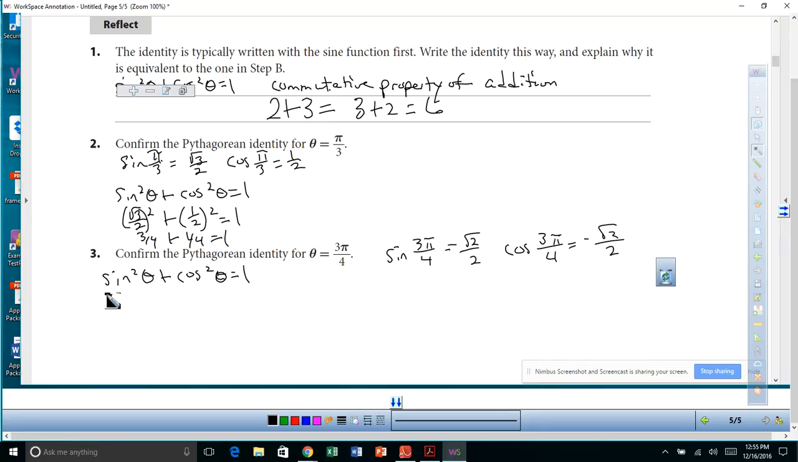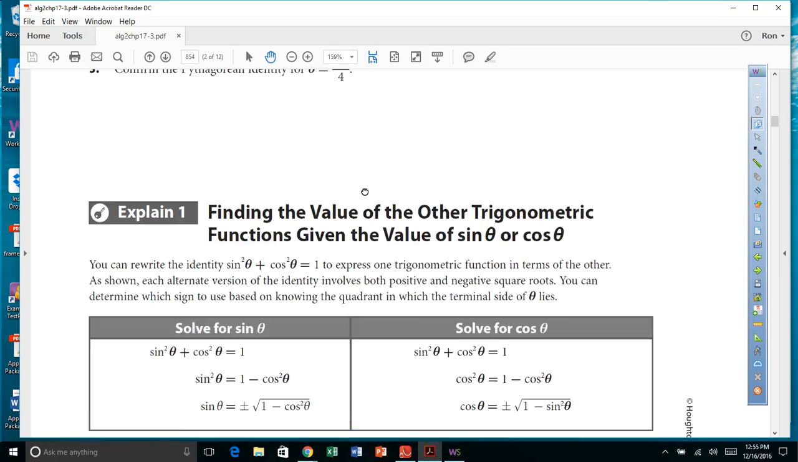All right, that's going to be the square root of 2 over 2 squared plus negative the square root of 2 over 2 squared equals 1. Well, the square root of 2 over 2 squared is 1/2, plus the negative square root of 2 over 2 squared is going to be 1/2, and 1/2 plus 1/2 equals 1. All right, good deal.